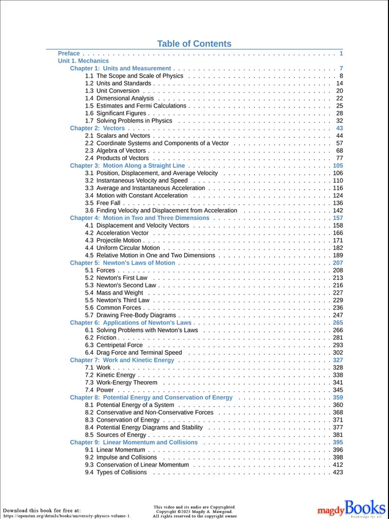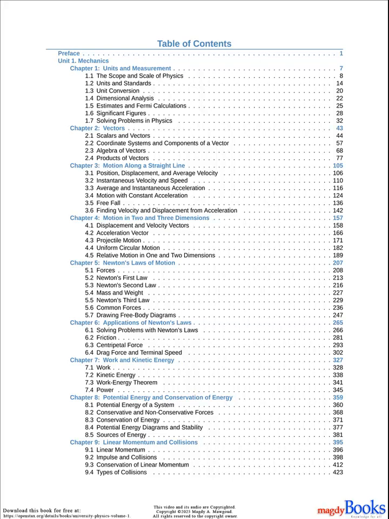Chapter 5. Newton's laws of motion. 5.1. Forces. 5.2. Newton's first law. 5.3. Newton's second law. 5.4. Mass and weight. 5.5. Newton's third law. 5.6. Common forces. 5.7. Drawing free body diagrams.